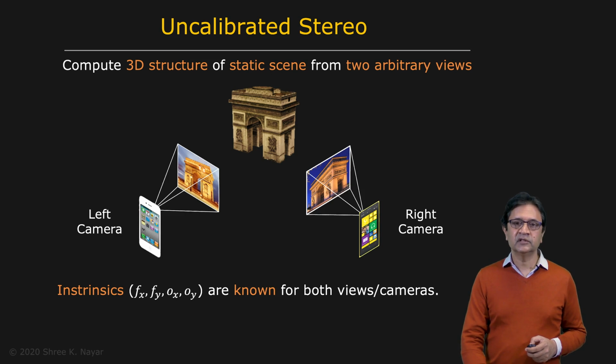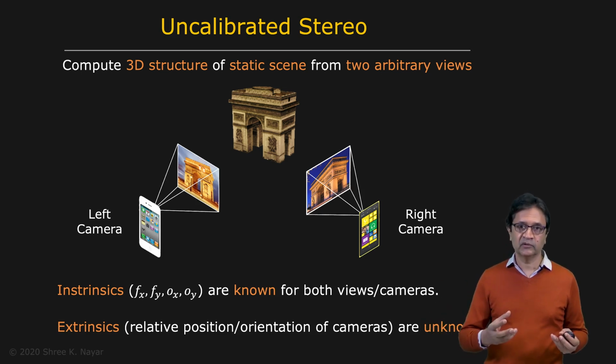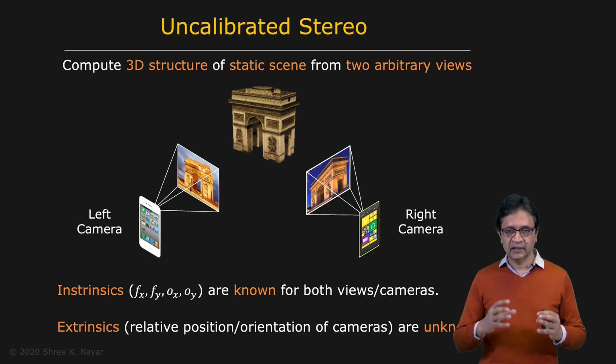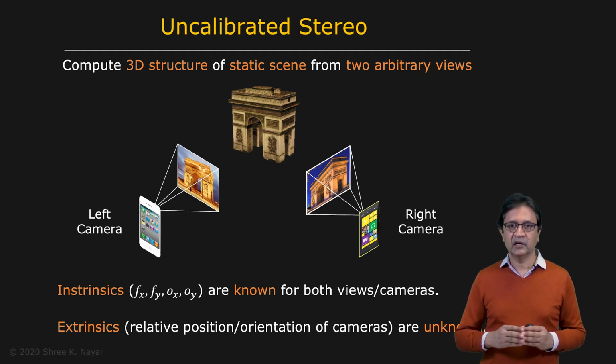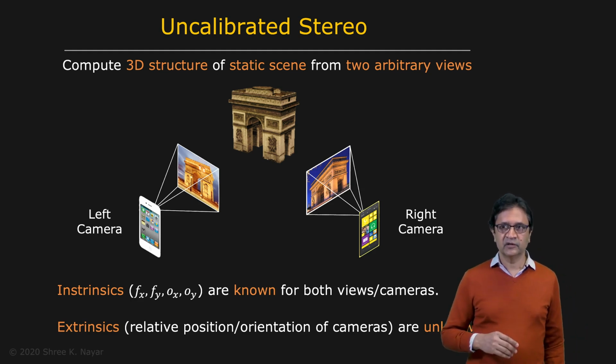And what we are interested in finding to calibrate our uncalibrated stereo system are the extrinsic or the external parameters of these two cameras, which essentially means the relative position and orientation of one camera with respect to the other camera. These are considered to be unknown. And that is our problem. The first step in uncalibrated stereo is to calibrate the uncalibrated stereo system.